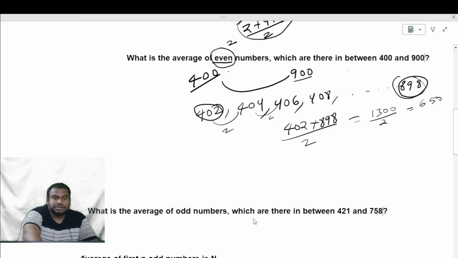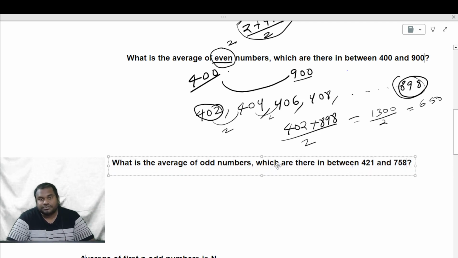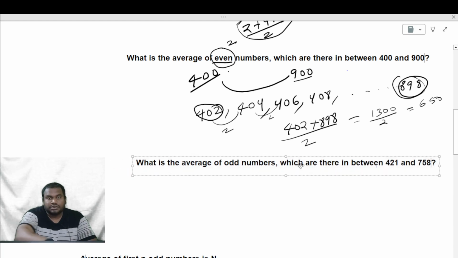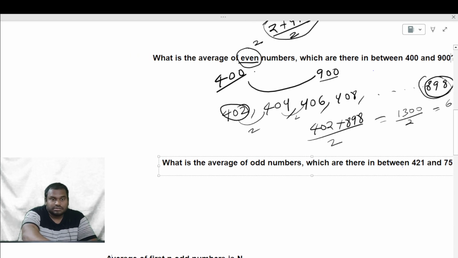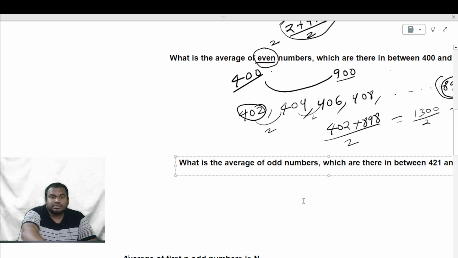Okay, the next question. What is the average of odd numbers which are there in between 421 and 758?